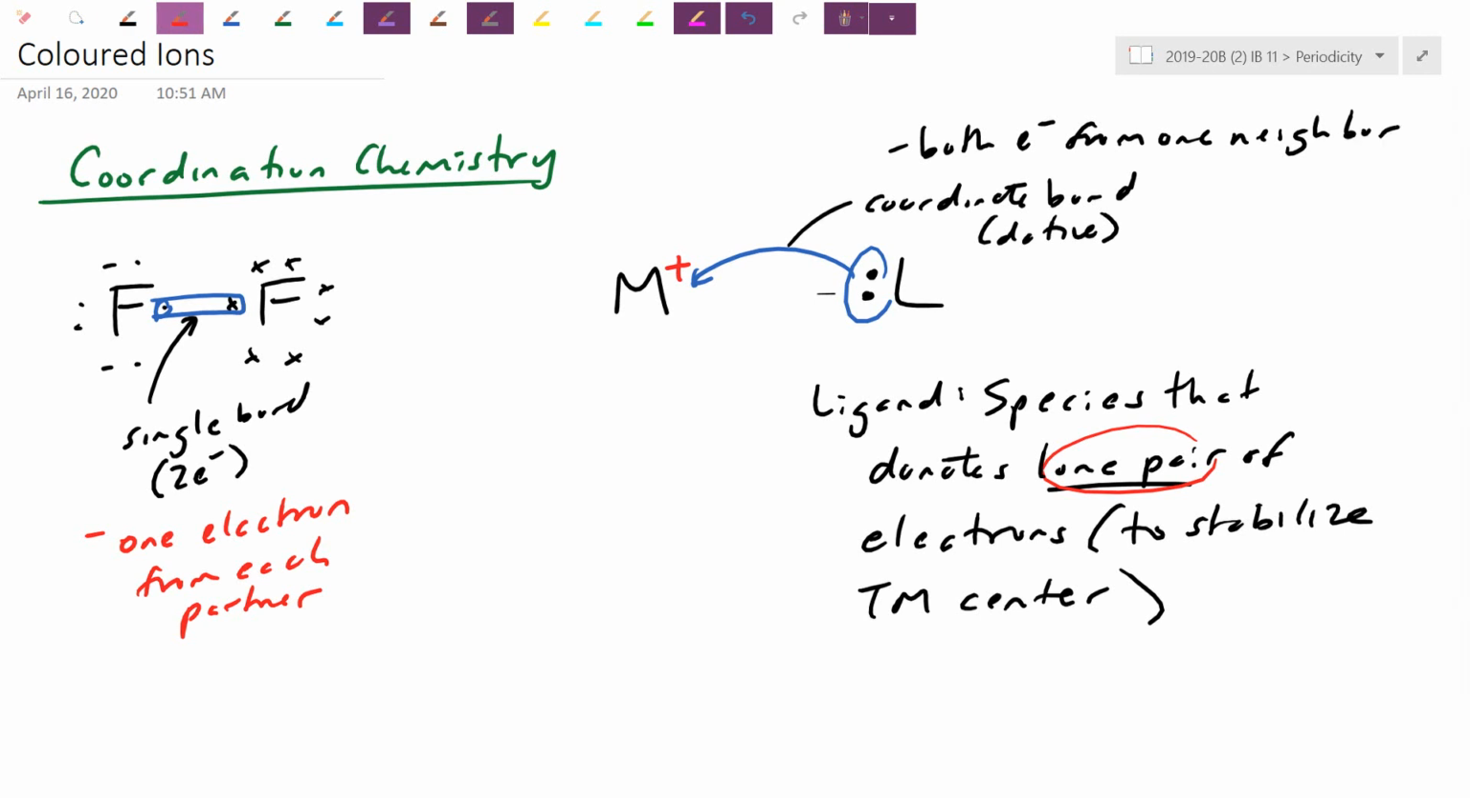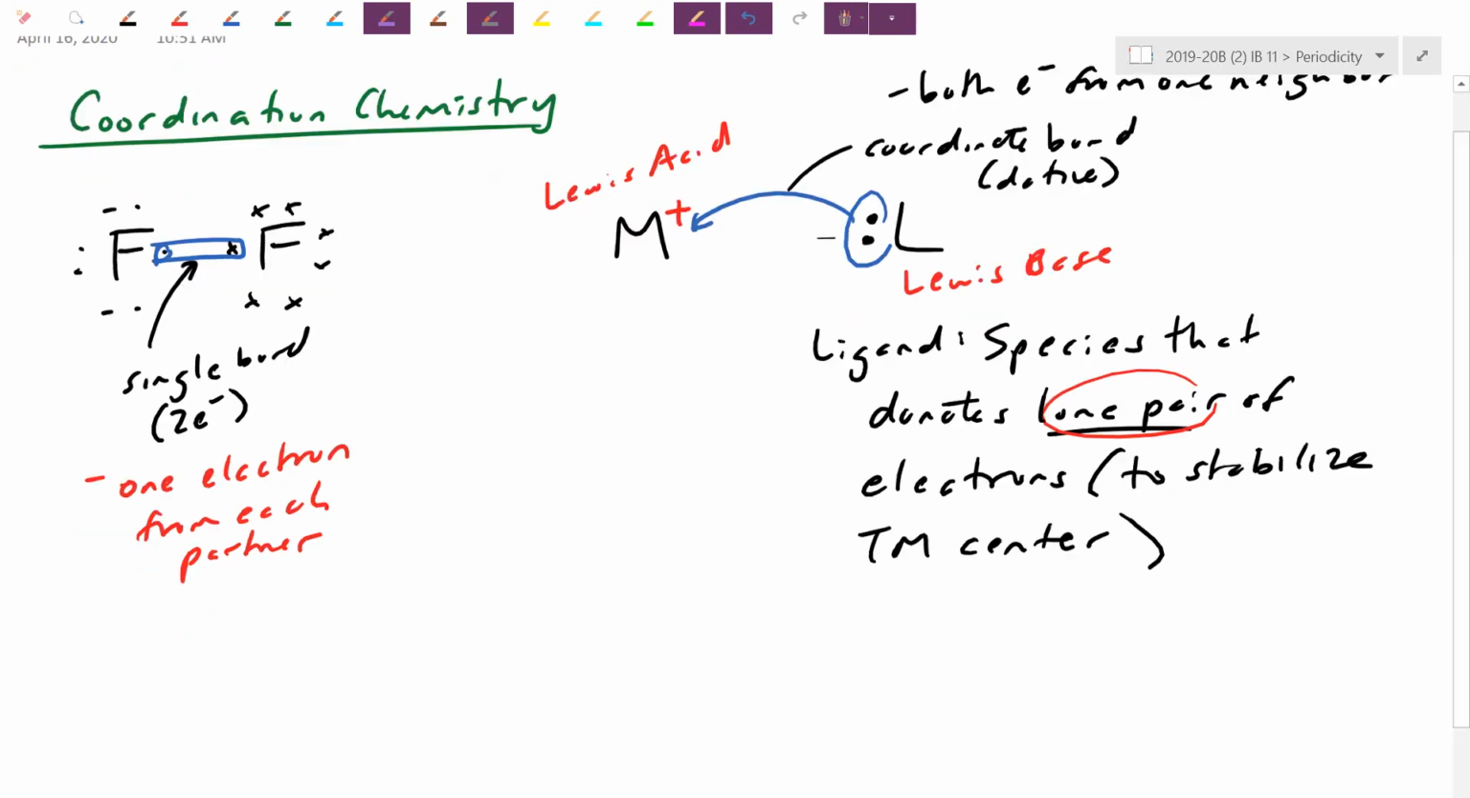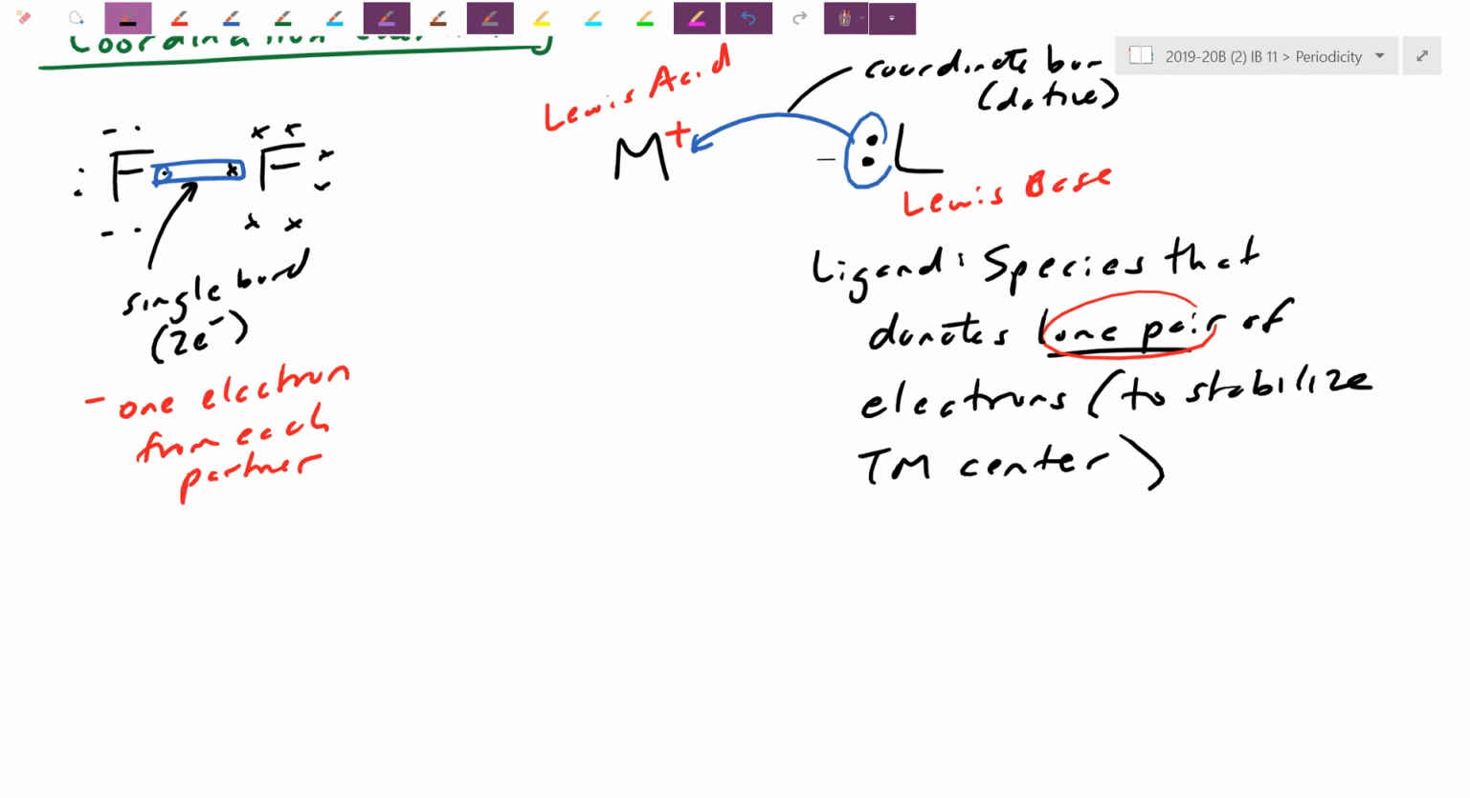In our acid-base chemistry, I mentioned this last lesson as well. We're going to call this one here a Lewis base. A Lewis base is an electron pair donor, whereas a Lewis acid is an electron pair acceptor. They really like asking you to state the acid-base nature of this interaction, and that's what they mean. In the broader definition, a base is actually something that donates an electron pair, both electrons in the bond.